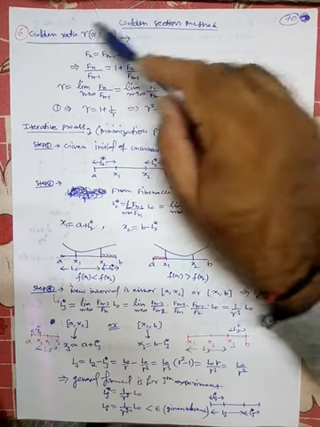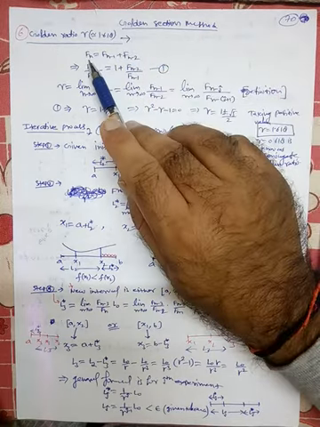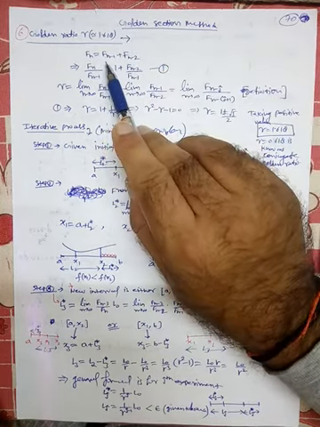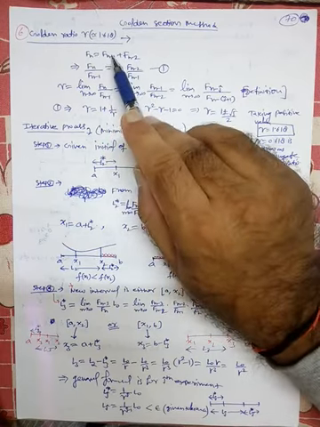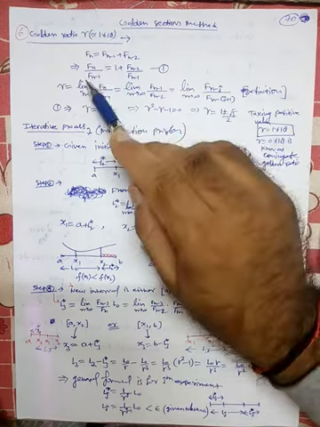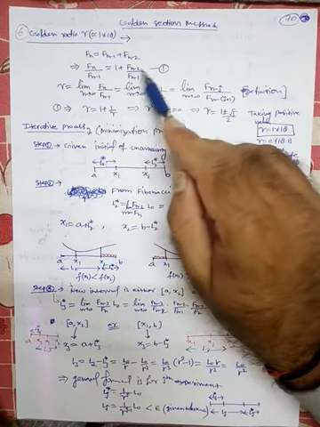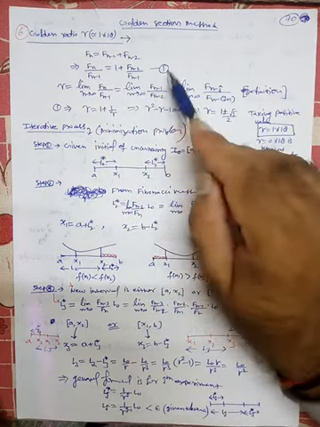So how can we define this? Let's see. This is from the Fibonacci method. Fn is F(n minus 1) plus F(n minus 2). When you divide this by F(n minus 1), we get Fn by F(n minus 1) is equal to 1 plus F(n minus 2) by F(n minus 1). This is equation number 1.